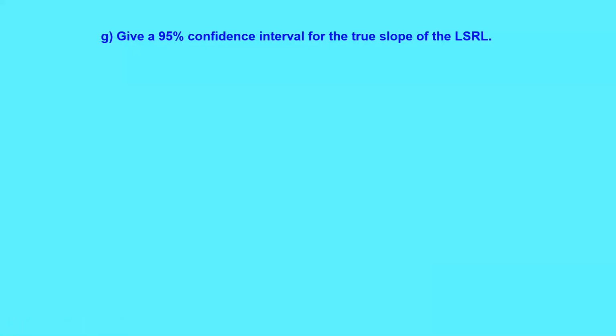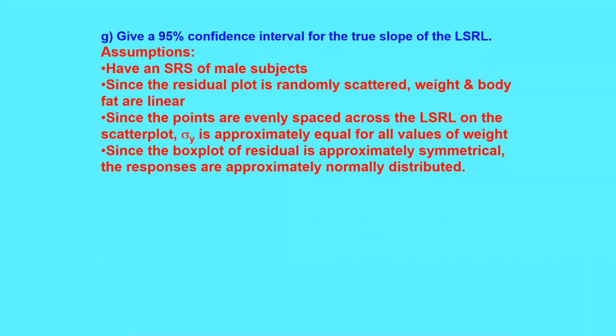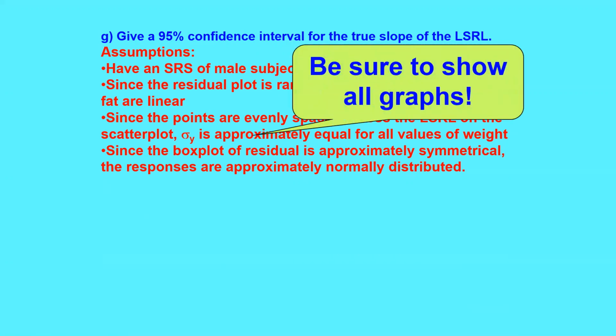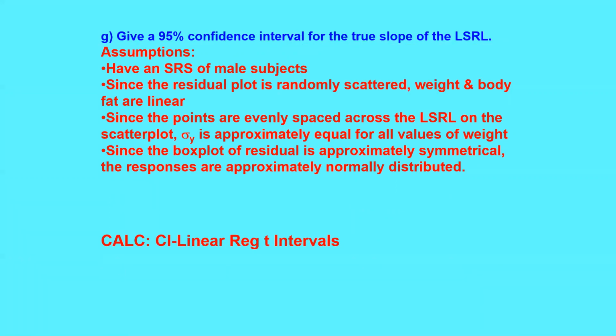So what if we need to give a 95% confidence interval for the true slope? Again, always same thing with confidence intervals. We need to state our same assumptions. We've already said SRS check. We have a residual plot that is randomly scattered to check for linearity. Points are evenly spaced, and the box plot of the residual is approximately symmetrical, so that denotes it as approximately normal. Again, make sure to draw a quick sketch of the graphs. A calculator can help you with those.